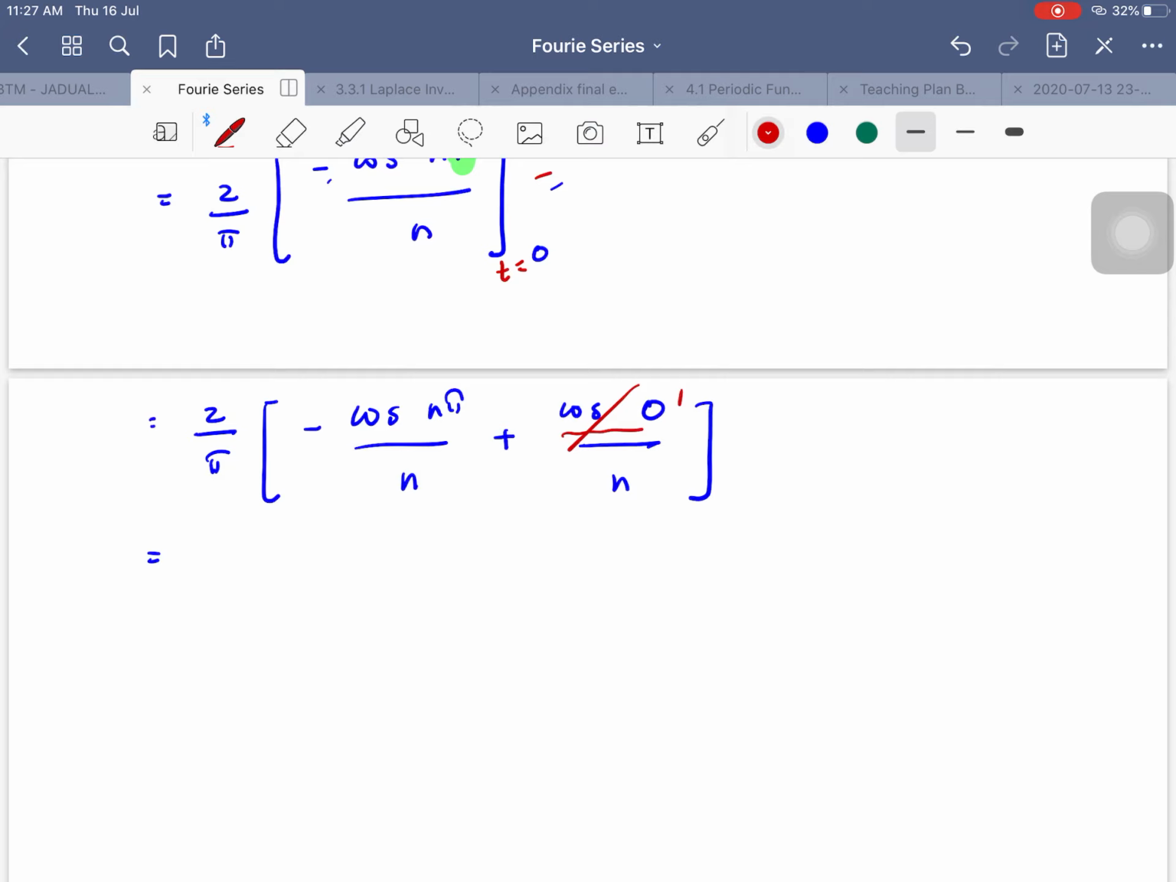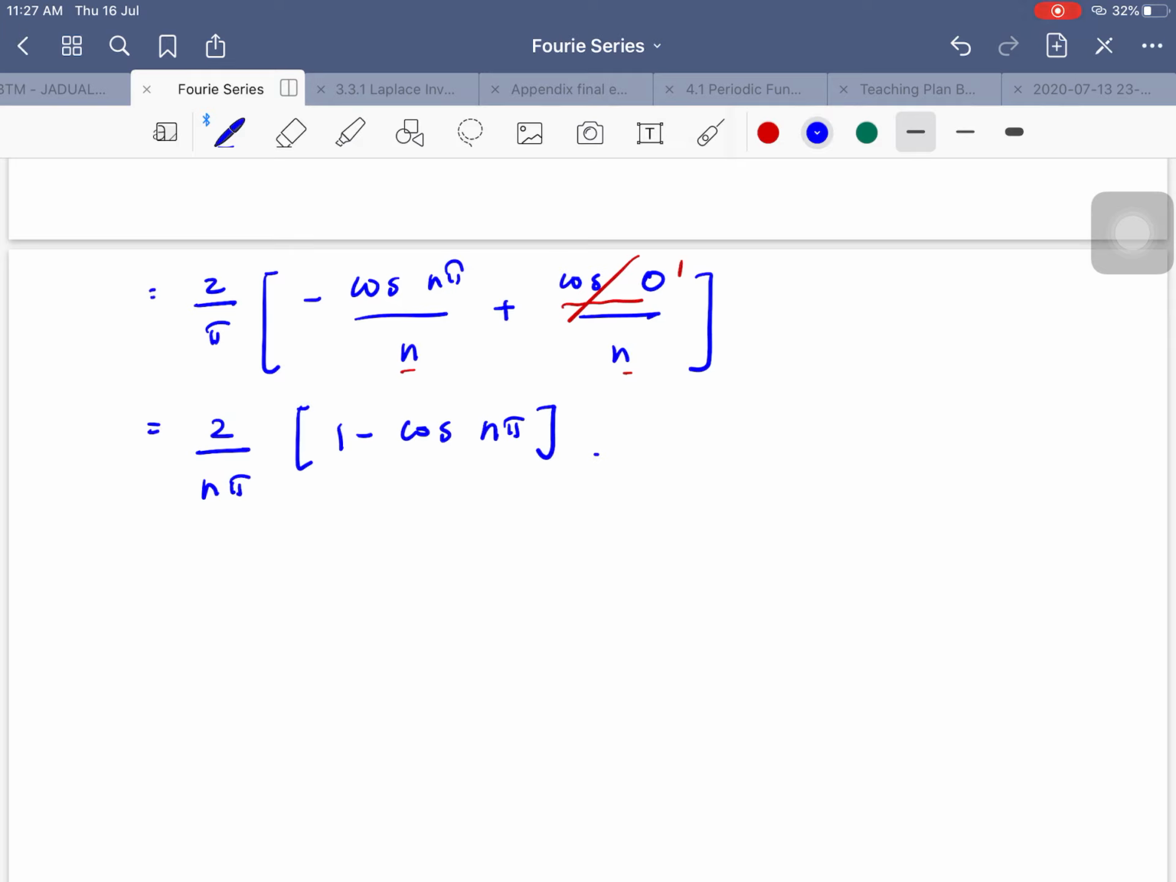So therefore, this n over here, I can pull it out instead of putting it here, because both of them consist of n. I can factor it out. I can write that this is actually going to equal 2 over n pi, times 1 minus cos of n pi. Okay, so that is how it looks.